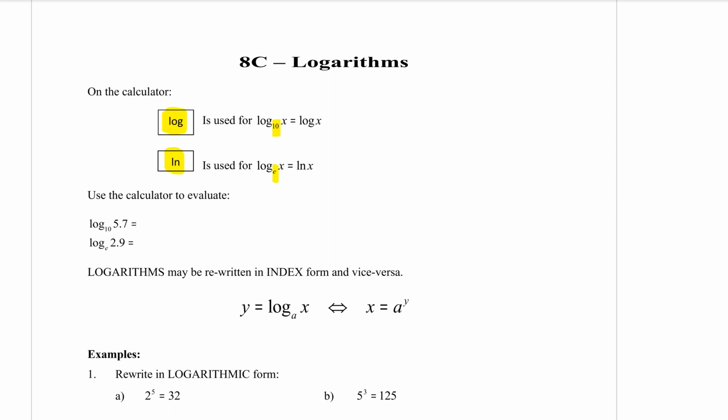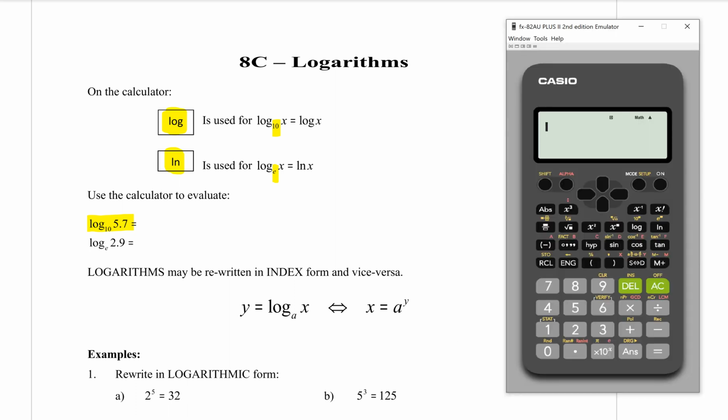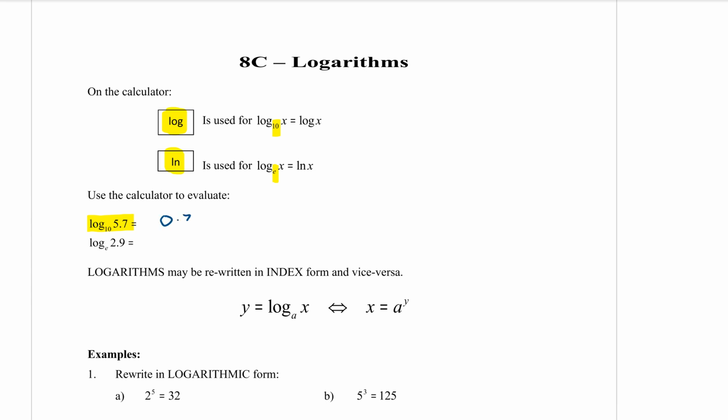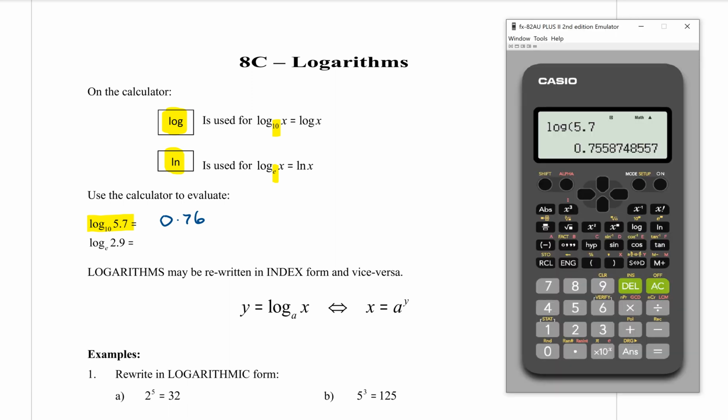So let's just practice on our calculators using these buttons. The first one, we want to find out what log base 10 of 5.7 is. On your calculator you just want to type in the log button. You don't have to type the 10, it knows that that's a base 10, and you just type 5.7 equals, so that's 0.76. Let's just do two decimal places. Okay, then the second one is log with a little base e there. So that's when we use the ln button and we just type in the 2.9. So that's 1.06.